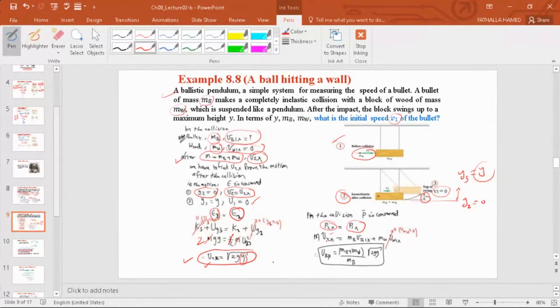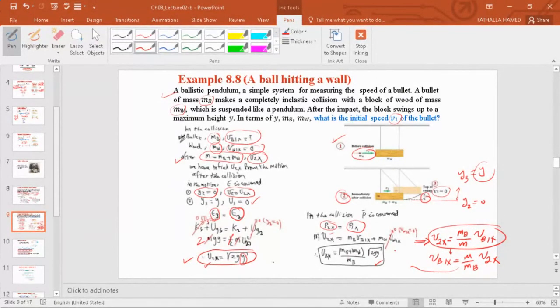So what you have here, you will have M times V2x will equal MB VB1x. So out of this equation here, you can say that the V2x should equal MB over M times VB1x. And this is what I'm interested in. So now I'm interested in VB1x. So the VB1x here will equal M over MB multiplied by V2x. And this is what you have here. M, which is MB plus M of the wooden block, divided by MB, and multiplied by the square root of 2gy.